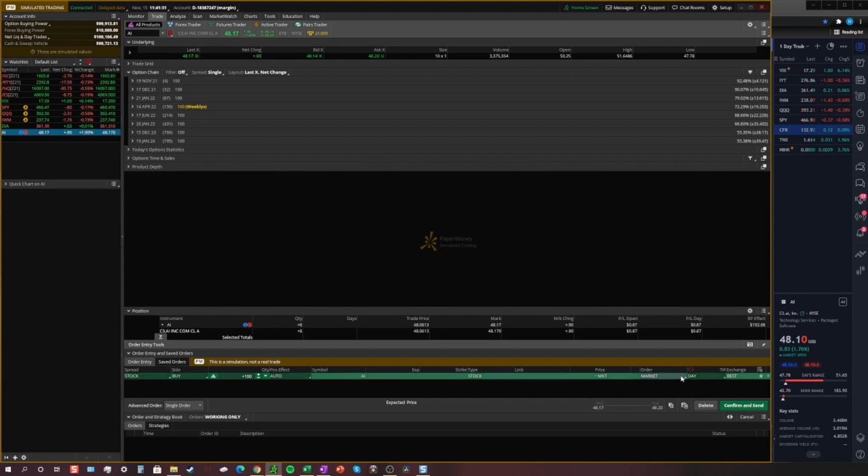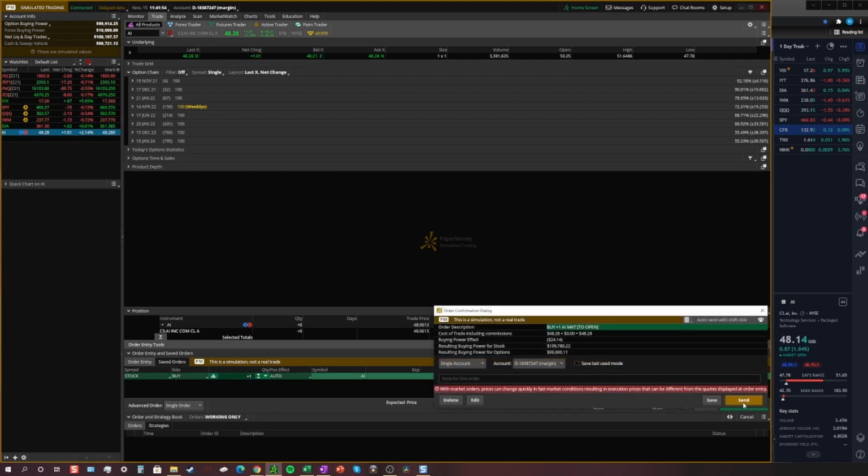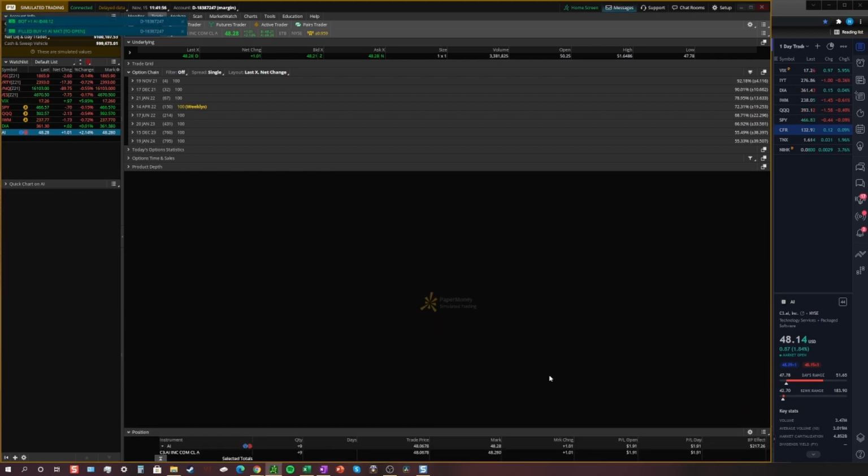So when I place a market order, I'm just going to buy one share. Right here is the bid and ask spread. This is the bid. This is the ask. So I should get filled probably somewhere close to that 48.15 when I click confirm. So confirm, hit send. And then up here, the fill is 48.12.